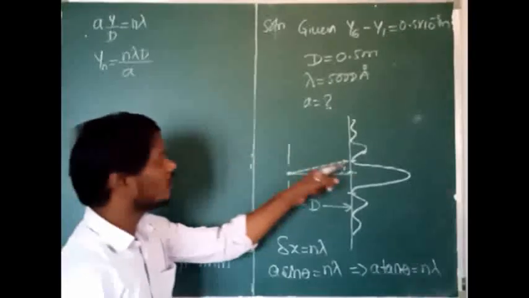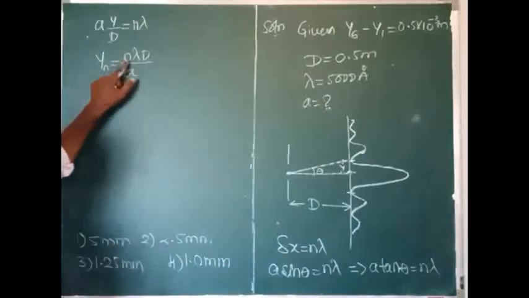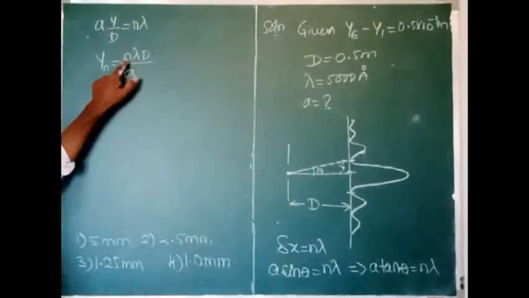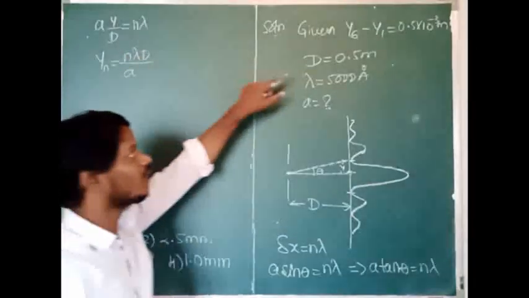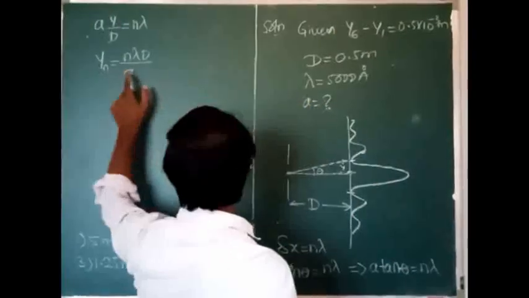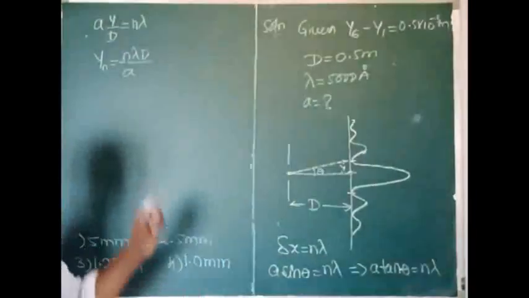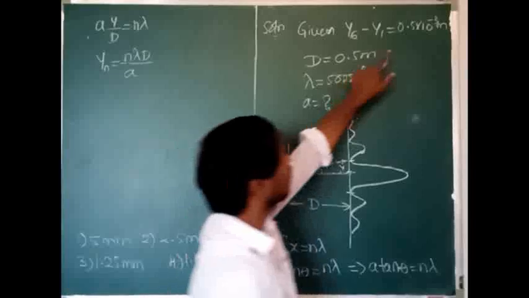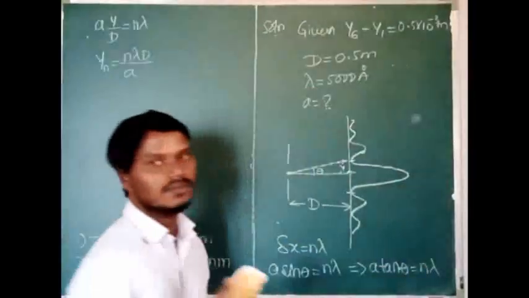Then the position of the first minima can be determined by putting the value of n as 1. Then the position of the sixth minima can be determined by putting the value of n as 6 here. Then the difference between them is how much? 0.5 into 10 to the power of minus 3.